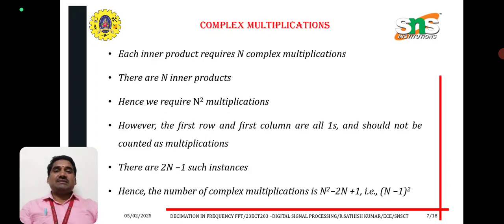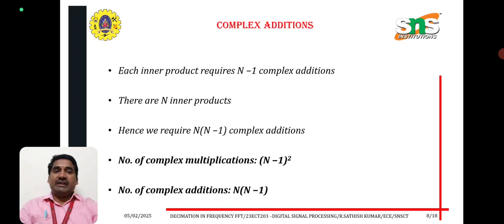Next one, complex multiplications. Each inner product requires N complex multiplications. There are N inner products, requiring N square multiplications. Therefore, there are 2N minus 1 such instances. Therefore, the number of complex multiplications is N square minus 2N plus 1, that is, N minus 1 the whole square.